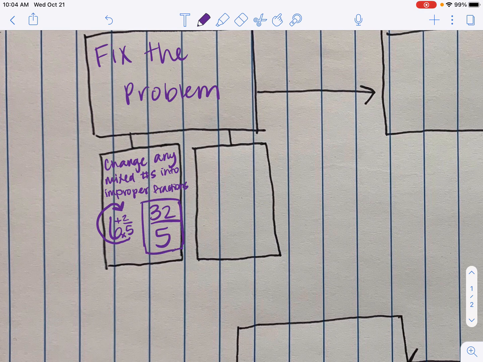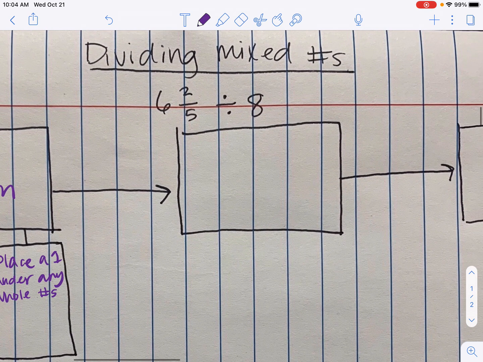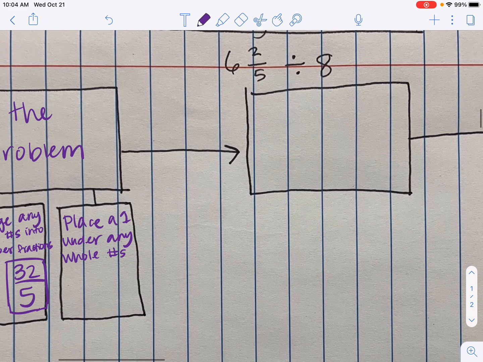The second thing that I want you to do when we're fixing the problem is place a 1 under any whole numbers. So any whole number has an invisible 1 underneath it because 1 will go into that number however many times. For example, we have 8 right there. So I want you to write 8, and we're going to place a 1 underneath 8 to turn it into a fraction because 1 can go into 8 times. So this is the same thing as 8 wholes. It's just now a fraction that we can work with better.